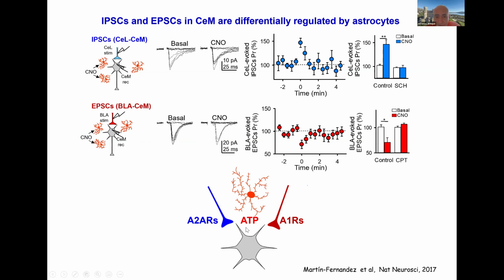And based on the pharmacological profile, we propose that astrocytes activated by CNO produce the release of ATP that, after being converted to adenosine, would activate A2A receptors in the inhibitory terminals to enhance the probability of transmitter release. And at the same time, this adenosine would activate A1 receptors in excitatory terminals to produce depression of the excitation. In general, the outcome would be an enhancement of the inhibition of these neurons and depression of the excitation. The neurons would be much more silent.